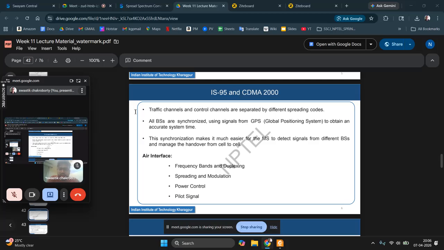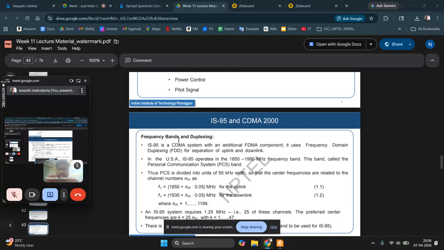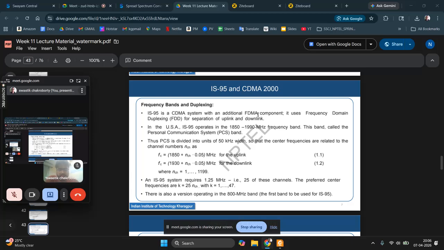Okay, so in IS95, the traffic channels and control channels are separated by different spreading codes. All base stations are synchronized using signals from GPS to obtain an accurate system time. So IS95 has an additional FDMA component which uses frequency domain duplexing for separation of uplink and downlink. In the USA, IS95 operates in the 1850 to 1990 megahertz frequency band.